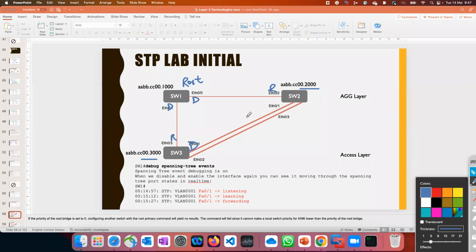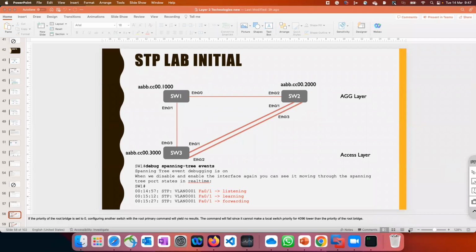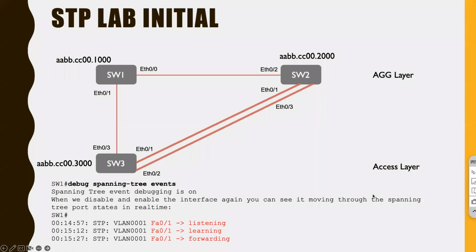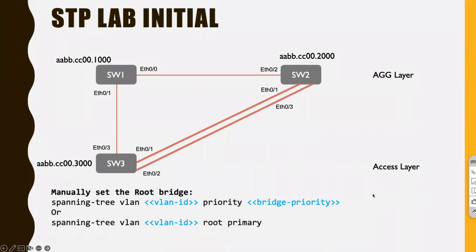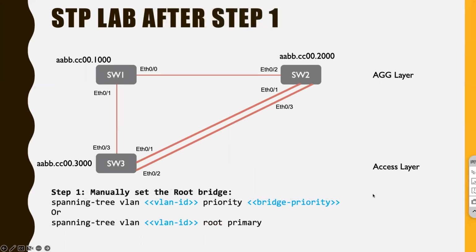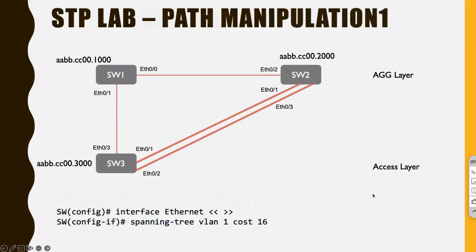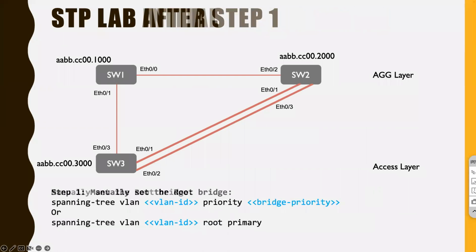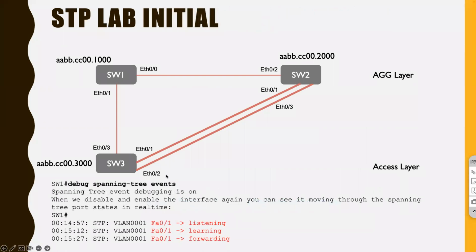Sender bridge ID we need to check. Are you getting me? No, I'm actually not clear here. Please repeat. Okay, no problem. Let me repeat.